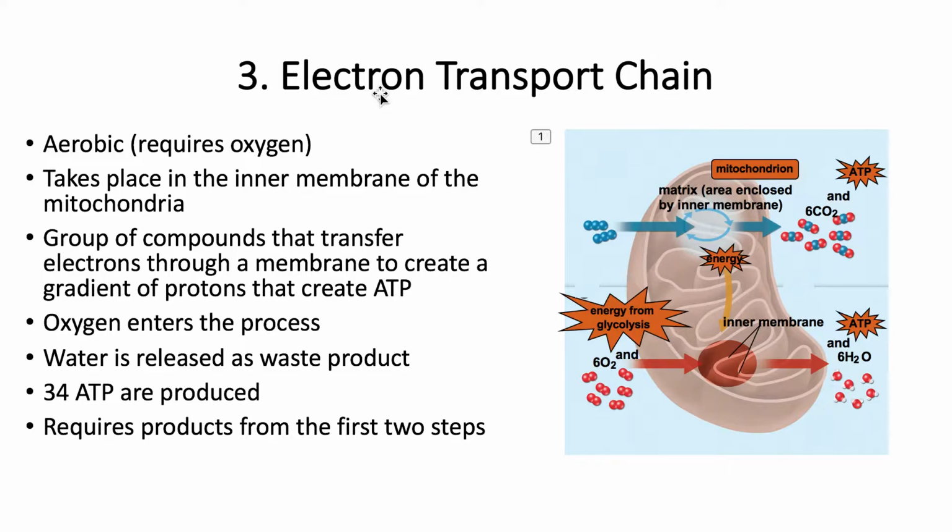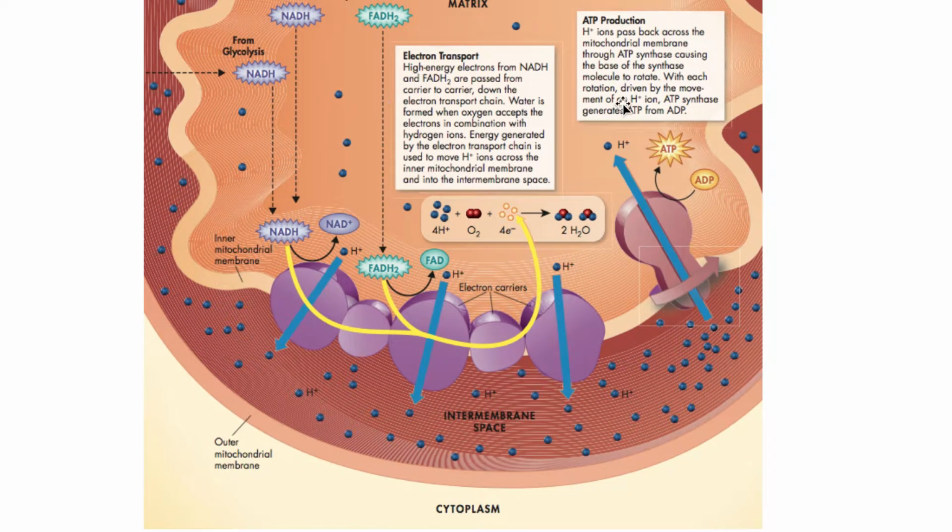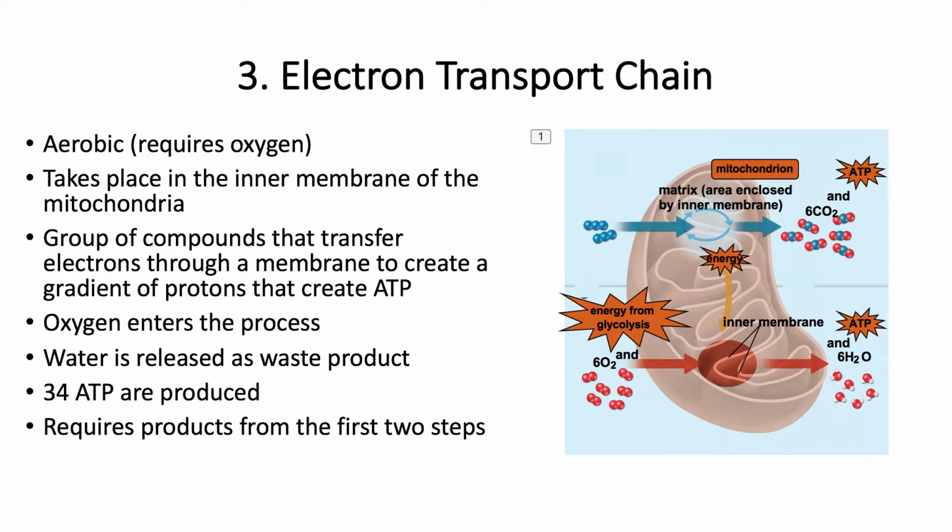And I'll show you that here. So here we have these electron carriers, and they're basically going to be passing electrons between them and creating this gradient of protons, and that gradient is going to help create ATP. And oxygen, as I mentioned, enters the process because it's needed, and water is released as a waste product. At the end of the electron transport chain, a whopping 34 ATP are produced. And the problem with the electron transport chain is that it actually needs the other steps. So it needs glycolysis and it needs the Krebs cycle to be able to function, but at the end, it's going to produce 34 ATP.